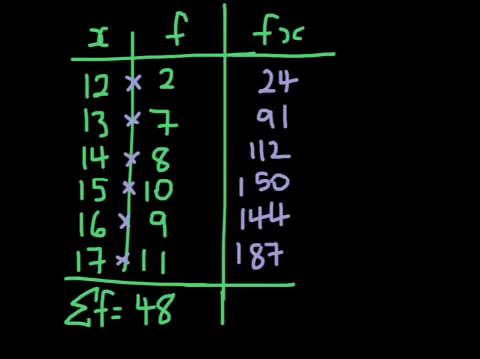And now what I want to do is find the total of this column as well. So there I'm going to put my sum of the fx column, and I'm going to add up all of those fx values, and hopefully you'll get 708. So my score column's there, my frequency column's there, along with the total, and my fx column's there, along with its total. And now it's just a simple calculation. We've got a formula for finding the mean, and I'll show you that.